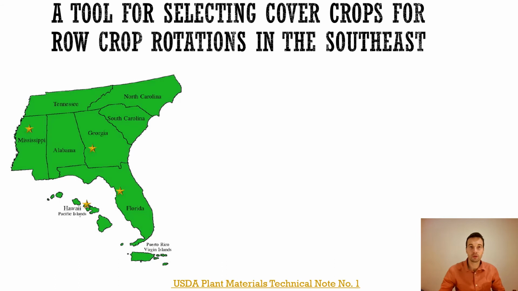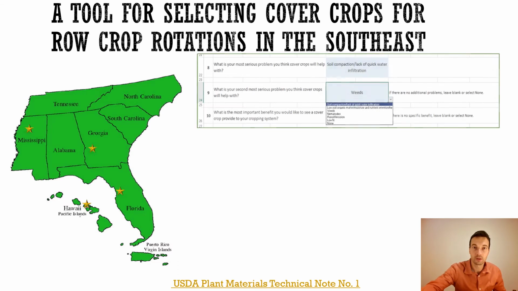The next tool is used for selecting cover crops for crop rotations. This tool is designed for common commodity crops produced in southeastern USA, such as cotton, corn, peanut, soybean, and wheat. It allows selection of the most efficient cover crop species adapted to the production, rotation, resource concern, and landowner goals.